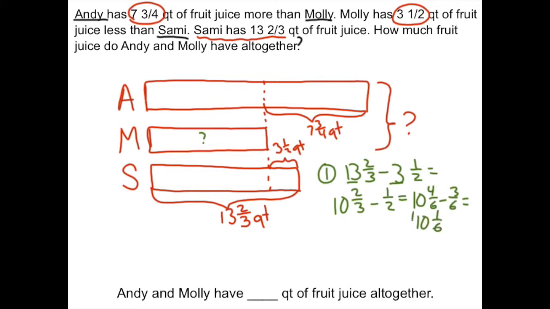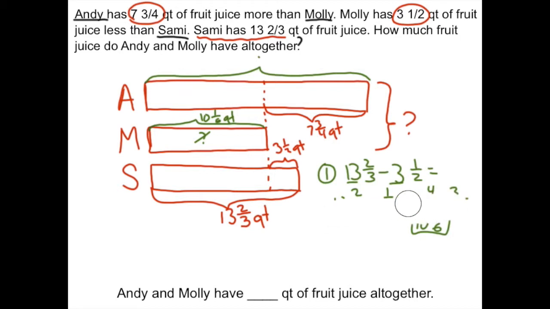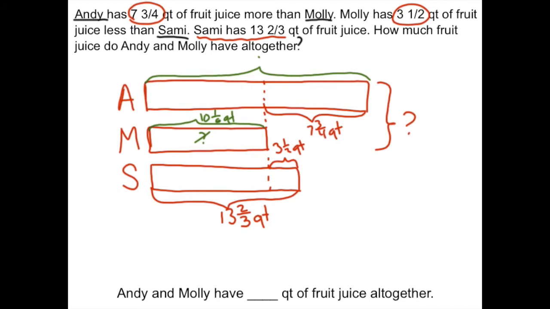10 1/6. So Molly has 10 1/6 quarts. I can cross out that question mark there. Now I'm going to be able to figure out how much Andy has by taking Molly's total and adding in how much more Andy has. So my second step is going to be to take 10 1/6 and add 7 3/4 to it to find Andy's total. Remember, we add whole numbers first.